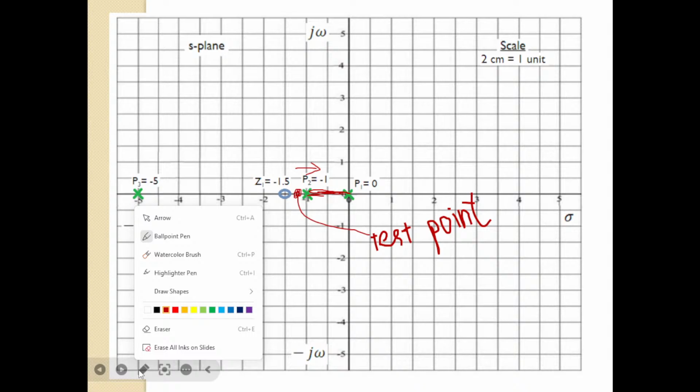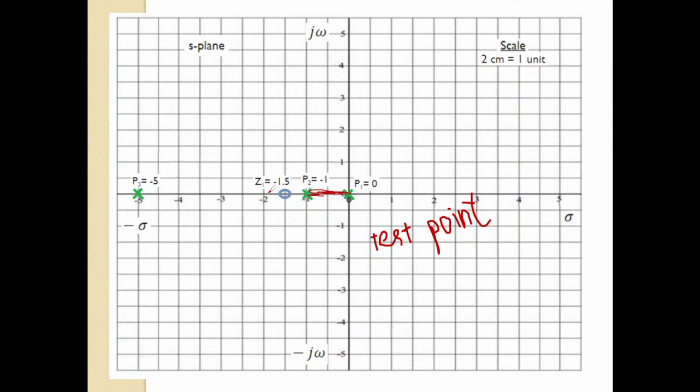Now consider a test point on the left side of Z1 and look towards right. When you look towards right, the sum of poles and zeros, you see 1, 2 and 3. Total 3 roots are there, which is an odd number. Therefore, there will be a root locus from this zero until it meets another zero or pole. There will be a root locus between Z1 and P3.